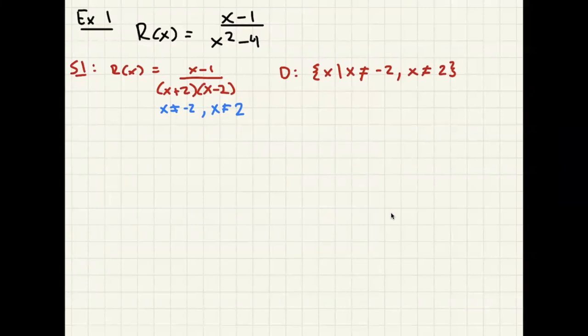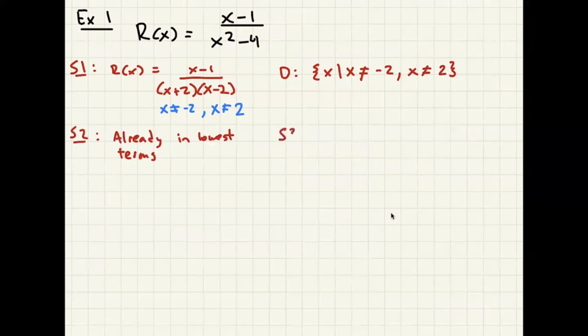Step 2 is to write R in lowest terms. It's already in lowest terms. Lowest terms would be if we had a plus 1 here, and so we had an x minus 2 here, we'd cancel those out. That's what lowest terms means.